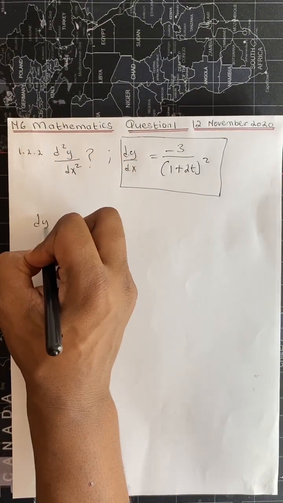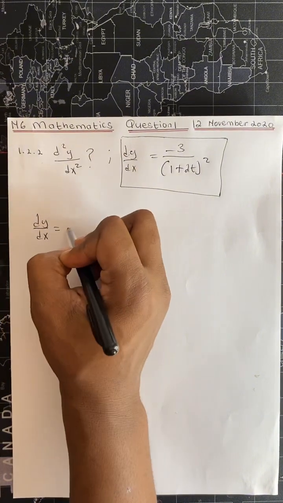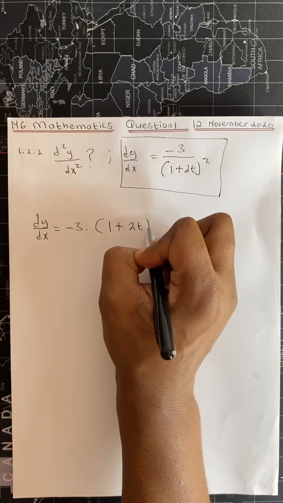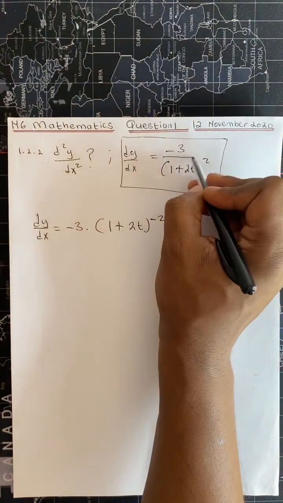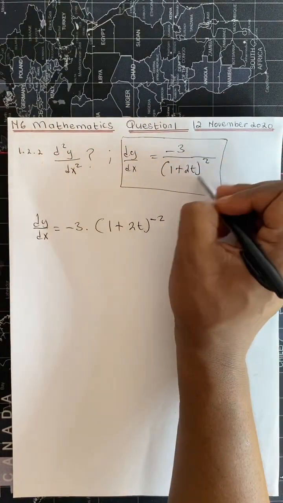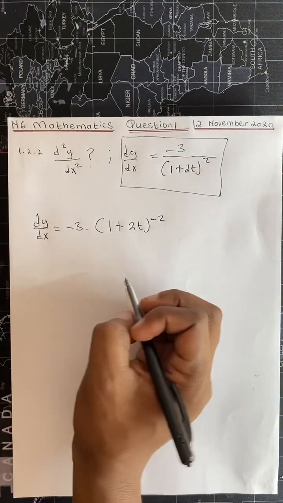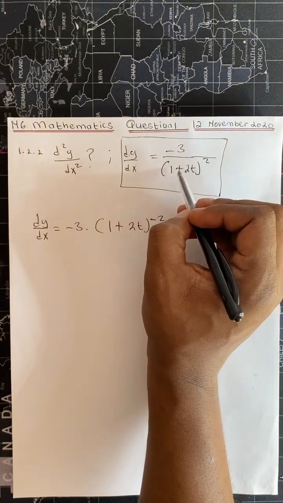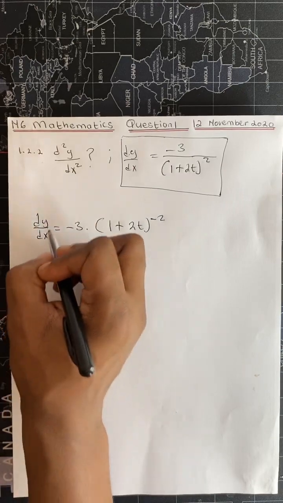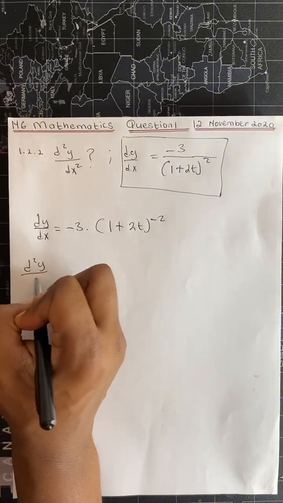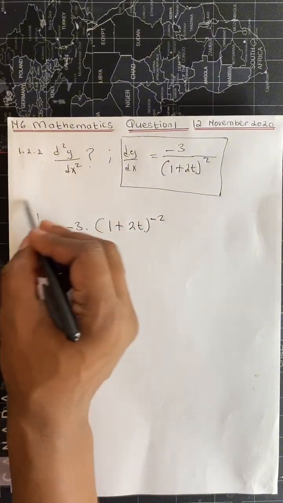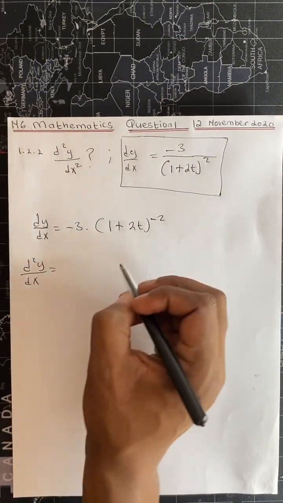But before we do that, let's rewrite it as negative 3 multiplied by (1 plus 2t) raised to the power negative 2. Again, the exponent is going to change sign when this goes from the denominator to the numerator, and we are doing this so that we can avoid using the quotient rule. But if you want to use the quotient rule, you still get the same answer. So for d squared y over dx squared, we differentiate this first derivative to get this second derivative.